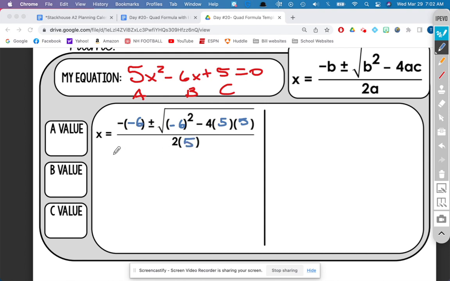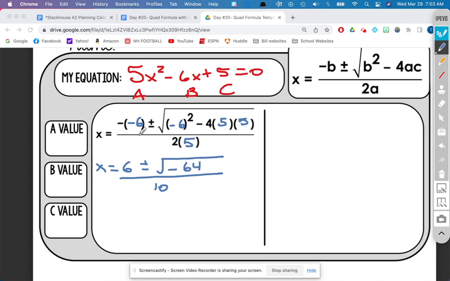Now I'm going to go a step at a time, simplify as much as I can, and then let the calculator do the work for me. Negative negative becomes positive 6, plus or minus. This is going to be all over 10. Now I'm going to use the calculator to do every part underneath. So negative 6 squared minus 4 times 5 times 5 comes out to be, just doing it on my calculator, negative 64.